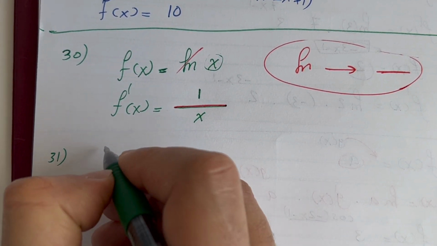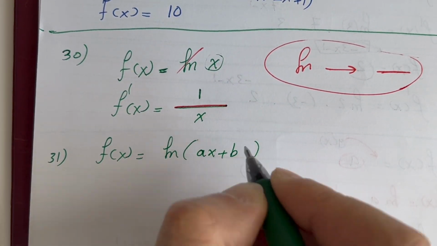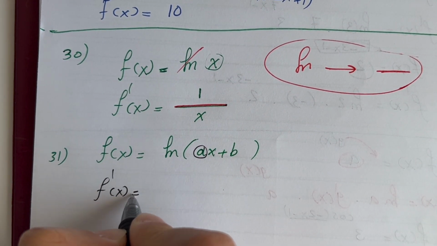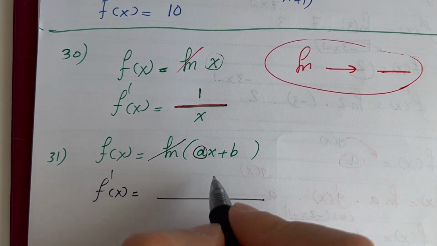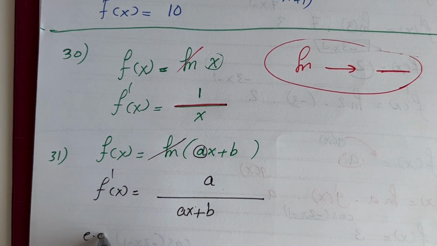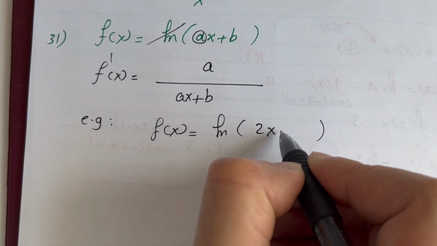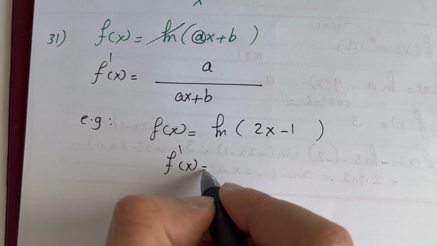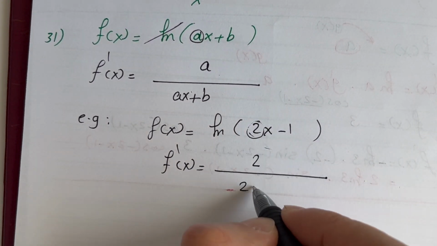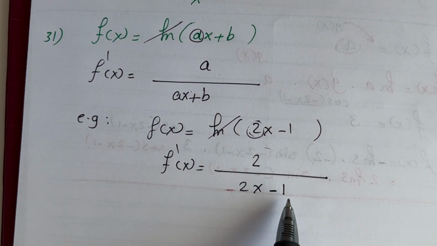Rule number 31. What if you have ln of ax plus b, a linear function? Again, take the derivative of it, which is a. So f prime x will be, we delete the logarithm, so a over ax plus b. Example, f x equals ln of 2x minus 1. So the derivative would be the derivative of what's inside, 2, over what's inside, 2x minus 1, and the logarithm will be eliminated. Be careful, you cannot eliminate 2 with 2 here because there's minus 1.